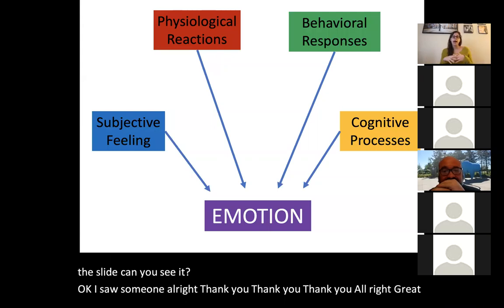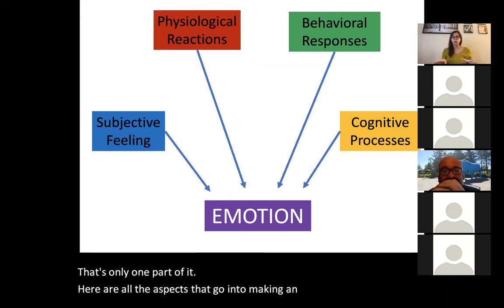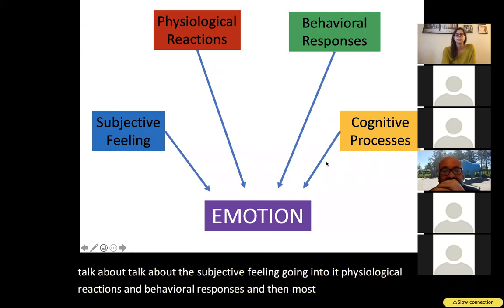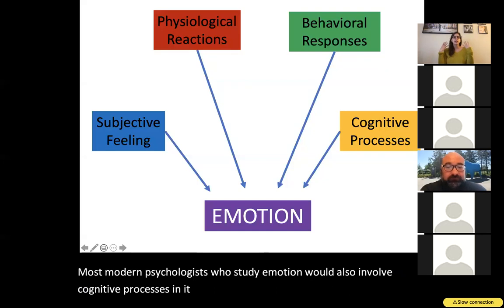Here are all the aspects that go into making an emotion. All definitions of emotion and all theories of emotion that we're going to talk about involve the subjective feeling, physiological reactions, and behavioral responses. And then most modern psychologists who study emotion would also involve cognitive processes in it. So there's some sort of thinking about what the emotion is that goes into it.